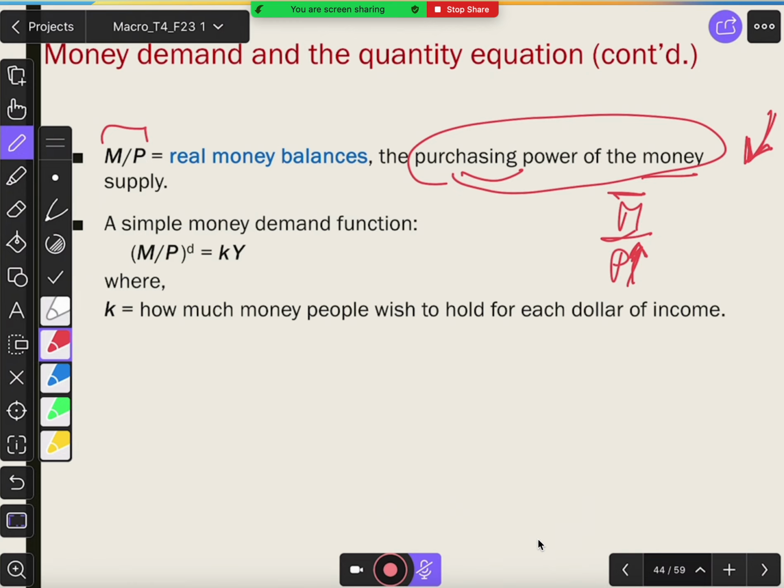Okay, so this is a simple demand function which we had in the previous slide, and K again is equal to 1 over V, or in other words, how much money people wish to hold for each dollar of income.